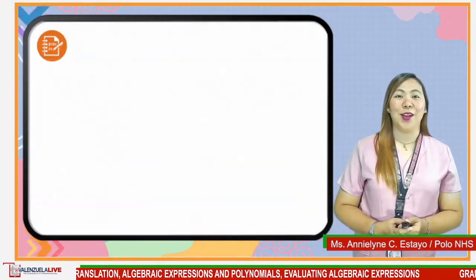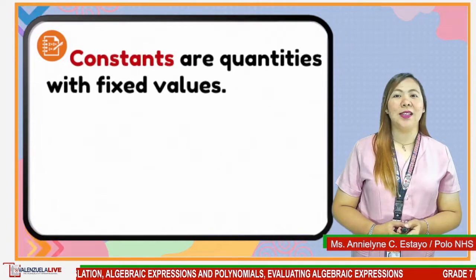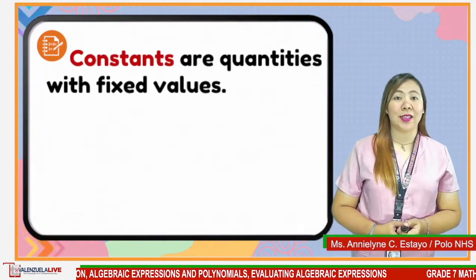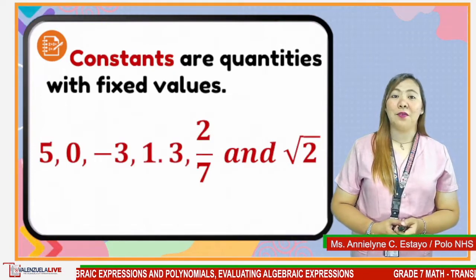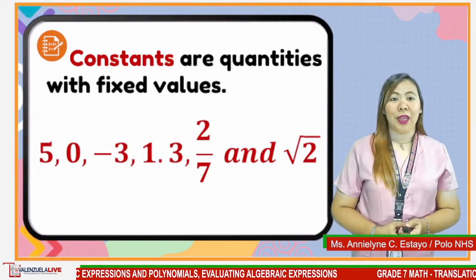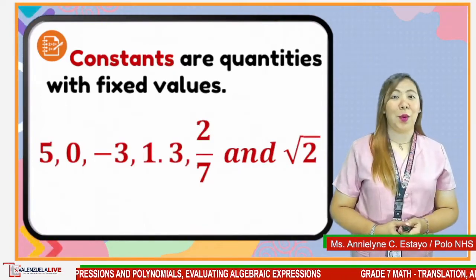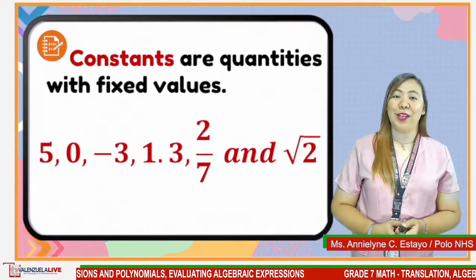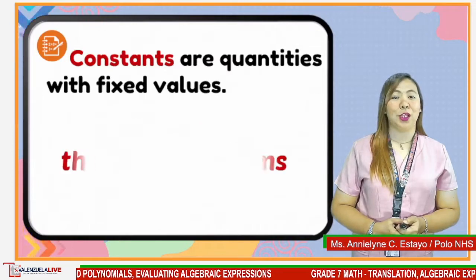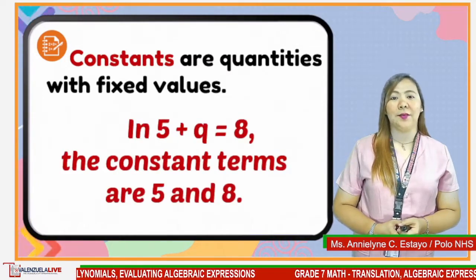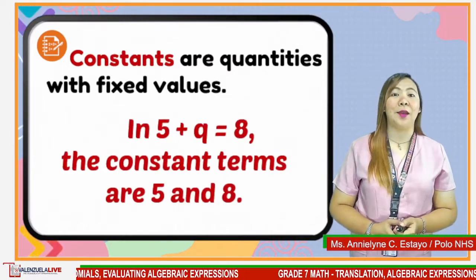Next are the constants. Constants are quantities with fixed values. Examples of constants are 5, 0, -3, 1.3, 2 over 7, and square root of 2. In 5 plus Q equals 8, the constant terms are 5 and 8.